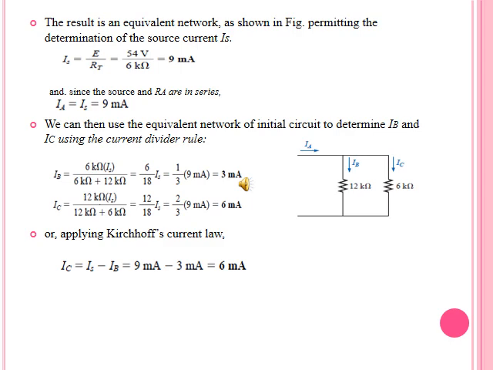To find IB, we will use the 6 kilo ohm resistor divided by 6 kilo ohm plus 12 kilo ohm, multiplied by I total, which we have already found, labeled as IS. Similarly, IC can be found by using 12 kilo ohms divided by 12 kilo ohms plus 6 kilo ohms, multiplied by IS, which is equal to 6 milliamperes.